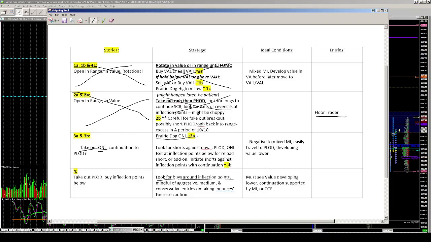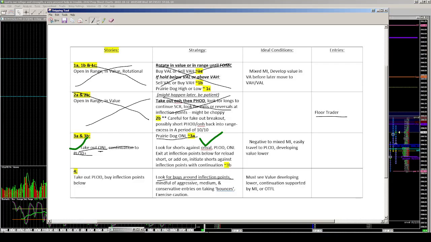And then the first strategy was to prairie dog the overnight low, so trade outside of it and come back in. This worked really well. So we took out the overnight low. We didn't get continuation to the overnight low. I'm going to go over this in a second. And in this case, also, if we got continuation, look for shorts against the areas and levels on the way down.